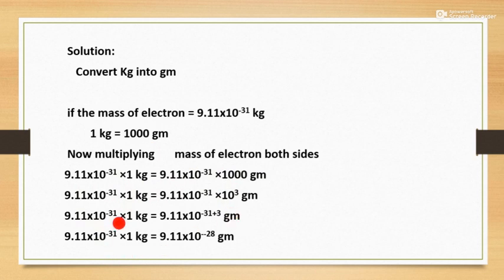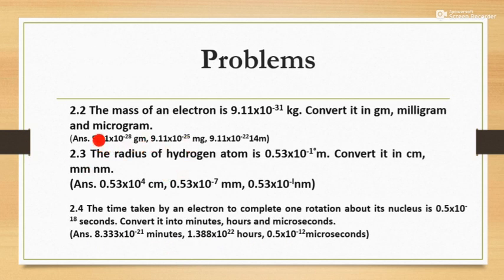Now when we multiply this again, the same process, these steps are the same. Now there is 10 and 10, and the bases are the same. Now powers will be added: 10 raised to minus 31 plus 3, which means minus 31 plus 3 equals minus 28 gram. Okay, now 1 kg is converted into gram. The mass of electron in gram is equal to 9.11 multiplied by 10 raised to minus 28 gram. This is the answer of the first part.